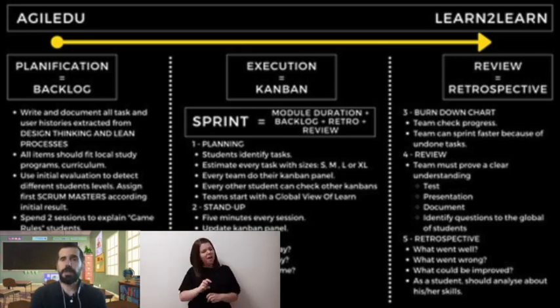Second block is executing block. Session and daily actions in classroom. 3 Scrum events involved: the sprint, sprint planning, and daily Scrum meeting. And the last one is review block. Measure and analyze tasks. 2 Scrum events involved: sprint review and sprint retrospective. Also, 1 Scrum artifact involved: burn down chart to improve the progress and detect blocked tasks.